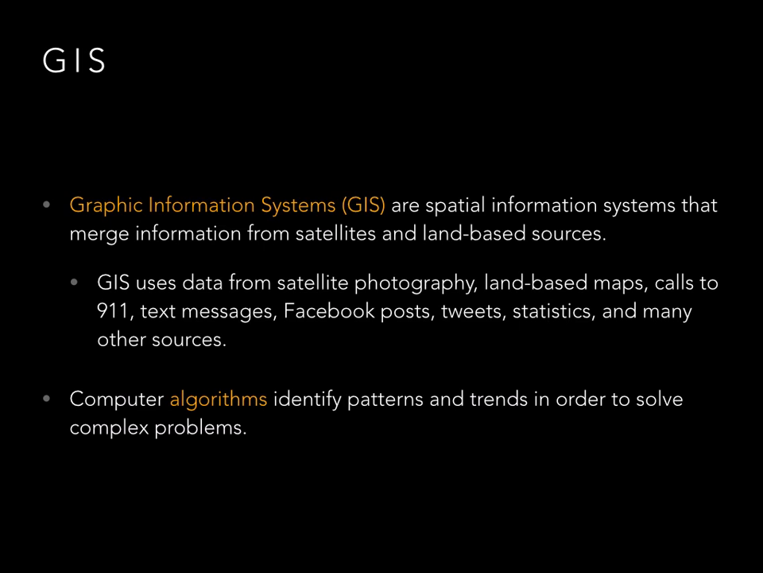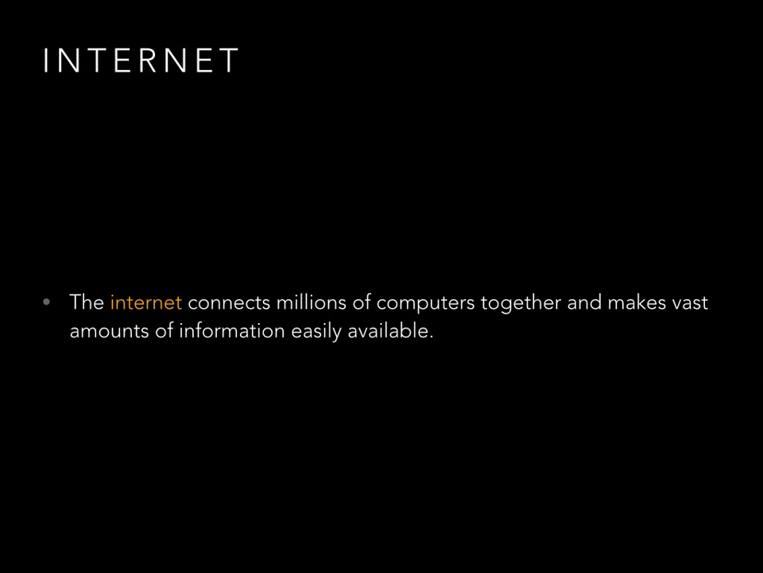This data is all aggregated or put together, and they run a computer algorithm to look for patterns and trends in this data. These techniques are used to solve very complex problems and to look for things that humans wouldn't see by themselves. The computers can kind of assist them. The internet is another information technology that's used in geography. And as we know, it connects millions of computers together throughout the world, and it makes vast amounts of information easily available.